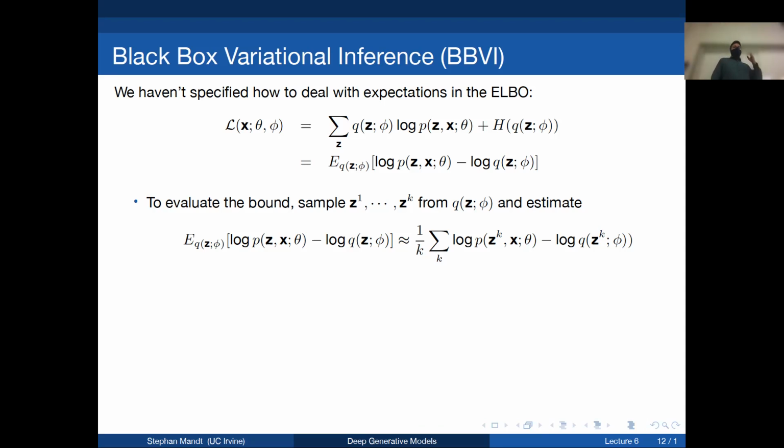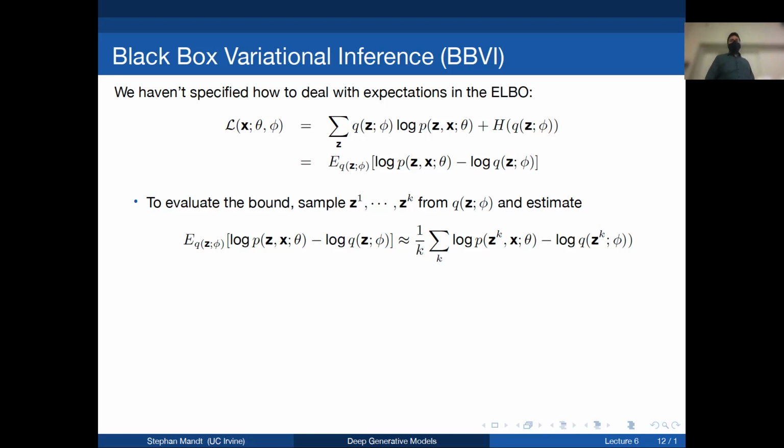Let's talk about this black box variational inference technique that allows you not only to write down this ELBO, but actually to optimize it. Here it is once more written. The ELBO depends on the data x, on the model parameters theta, and on the variational parameters phi. The expectation is over q of z with parameters phi, of the logarithm of the joint distribution involving the model parameters theta, plus this entropy term, which only depends on the variational parameters phi.